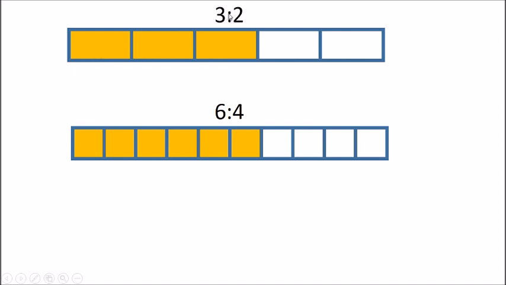Okay, but this ratio is 3 to 2. So let's think, how do we know that 6 to 4 is the same ratio as 3 to 2? Well, how are they equivalent? Well, if I divide one side of my ratio by 2, I must also divide the other side of my ratio by 2. So it's kind of like when we simplify fractions. Okay, if you do the same thing to both sides, those ratios will be equivalent.